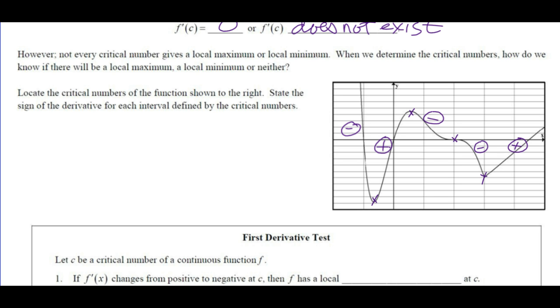Okay, so what happens when we go from a negative to a positive? And what do we have going on there? We have a minimum, right? You see me doing it, I got hands go right in front of me, go, okay, you got negative to positive, minimum. What happens when you go from a positive to a negative? Your maximum.